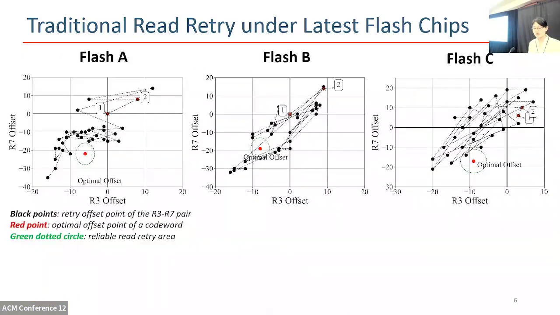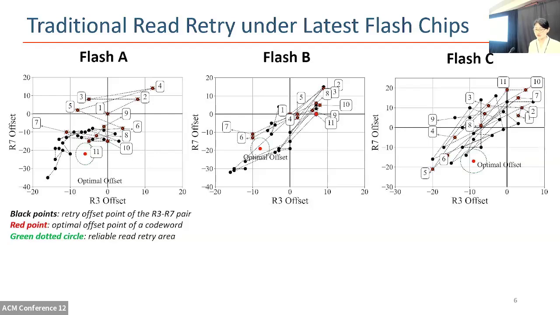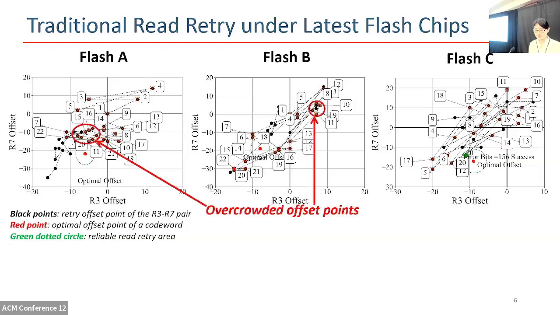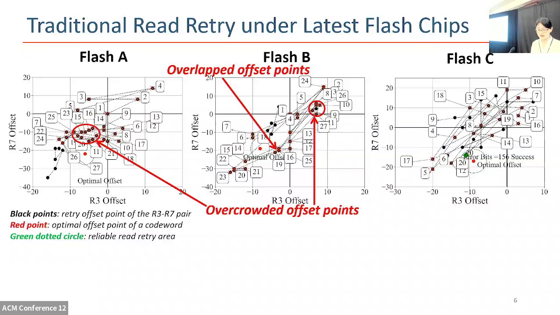We have collected the retry process from 3 latest TLC chips. For each figure, the x-axis refers to the R3 offset, and the y-axis refers to the R7 offset. Each black point represents a retry offset point for the R3, R7 pair of the MSB page. During the retries, we aim for a retry offset point near the optimal offset read voltage to minimize the error rates. For the retry orders, it's clear that some points are concentrated, leading to overcrowded offset points, and these 2 points even overlap.